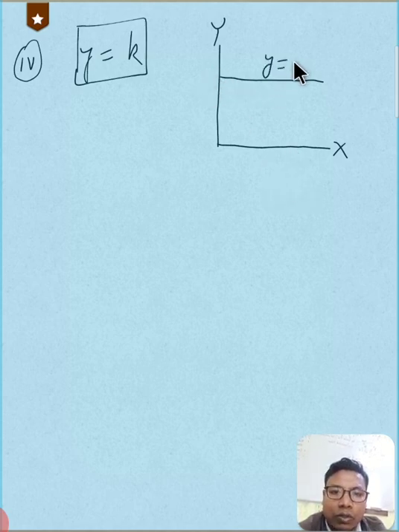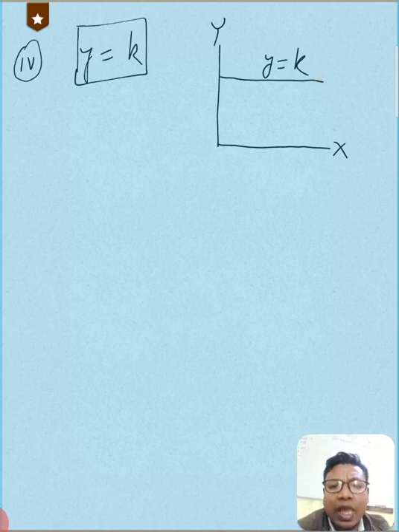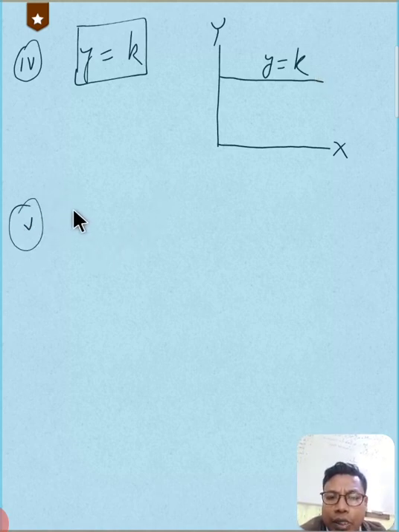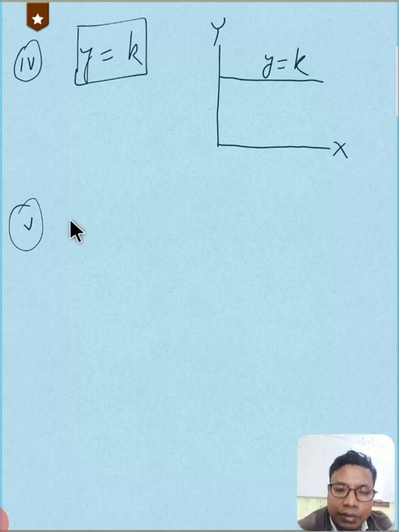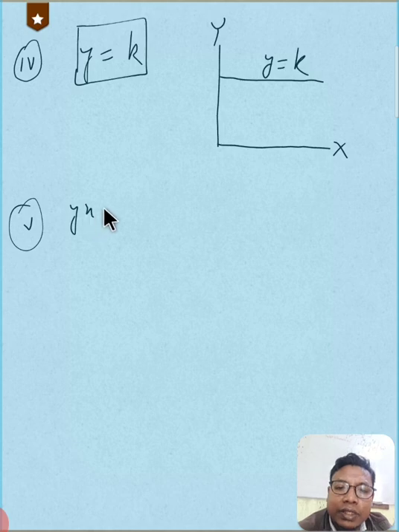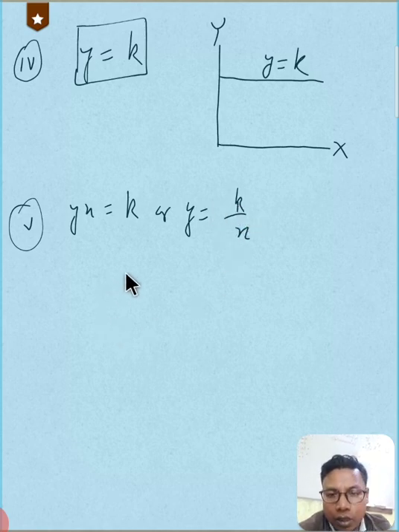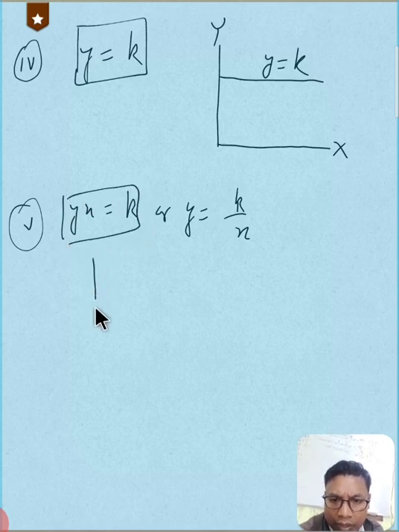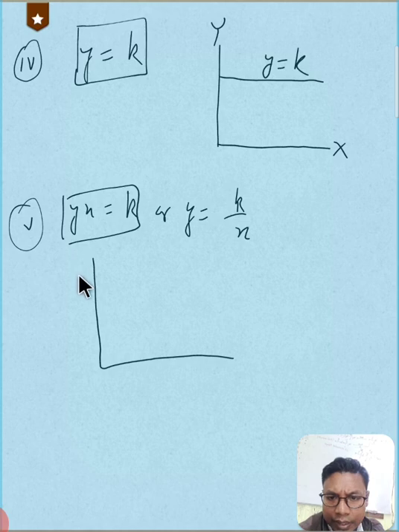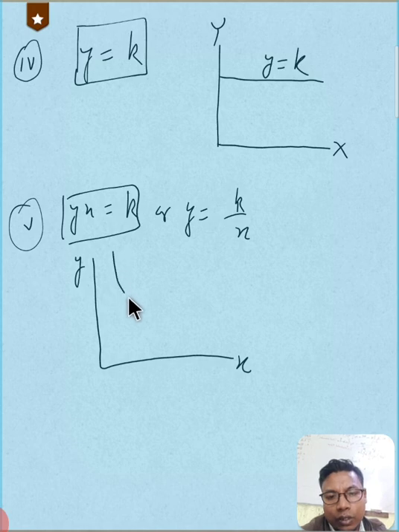This is the equation for y is equal to k, right? And the fifth type of equation that will usually be seen in chemistry is yx is equal to a constant, or it can be seen like this also, y is equal to k by x. They're the same, okay? So the graph of this equation will be looking like this. This is our y and this is our x, and the graph will be looking like this. This is a hyperbola, right?